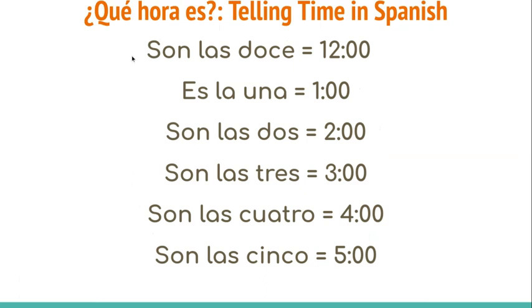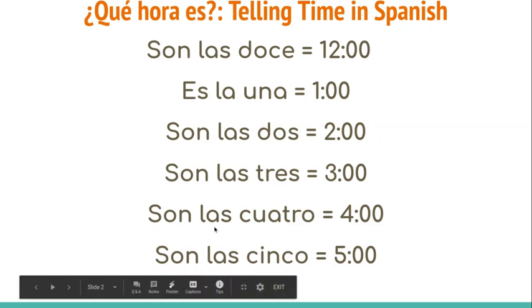as well. Son las 12. For 12 o'clock. Es la una. For 1 o'clock. Son las 2. For 2 o'clock. Son las 3. For 3 o'clock. Son las 4. For 4 o'clock. Son las 5. For 5 o'clock.